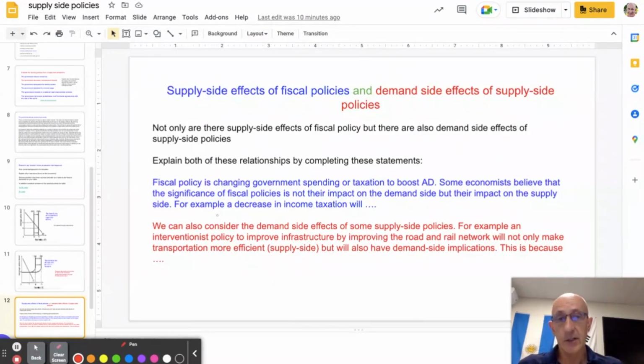But also there's going to be demand side effects of supply side policies, in particular the interventionist supply side policies. If you are going to invest in a new road or rail network, that's a significant fiscal boost to the economy on the aggregate demand side, and the supply side impacts may well be also forthcoming, but not perhaps as immediately as the demand side effects.